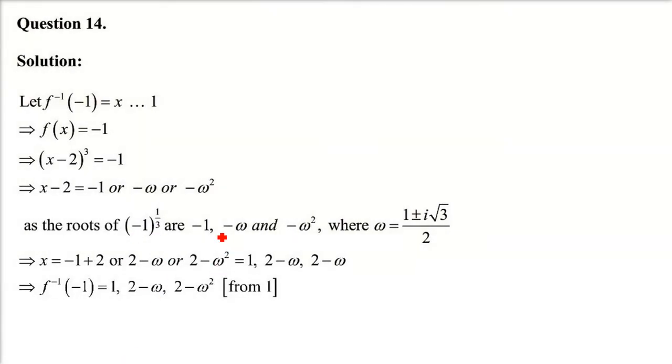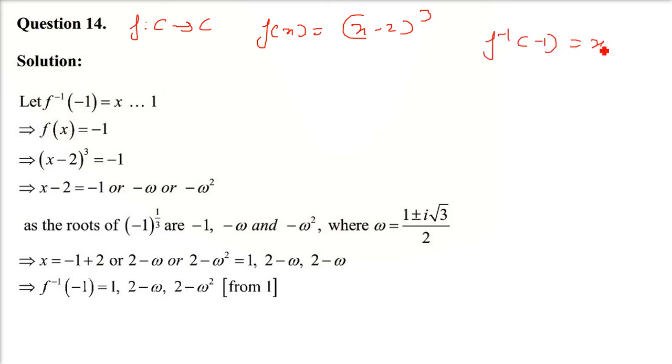Now question number 14 here. Okay, now this is a complex number problem. So you have to apply the complex number concepts here. So f is from C to C, defined by f(x) equals (x minus 2) whole cube. Write f inverse of negative 1. So f inverse of minus 1 equals x. Minus 1 will be equal to f(x), and f(x) is already given as (x minus 2) whole cube. Put it here. (x minus 2) whole cube is equal to negative 1.